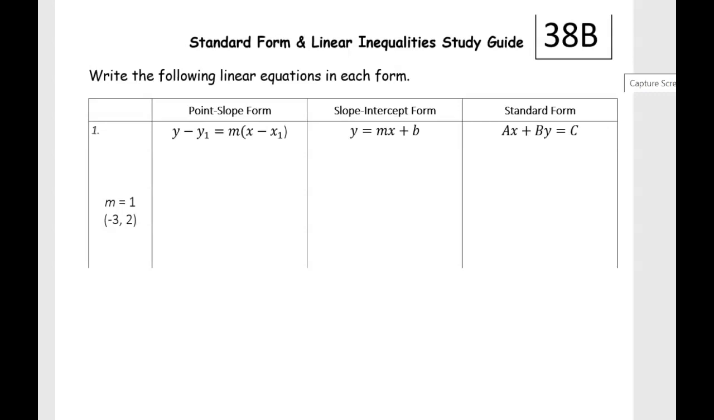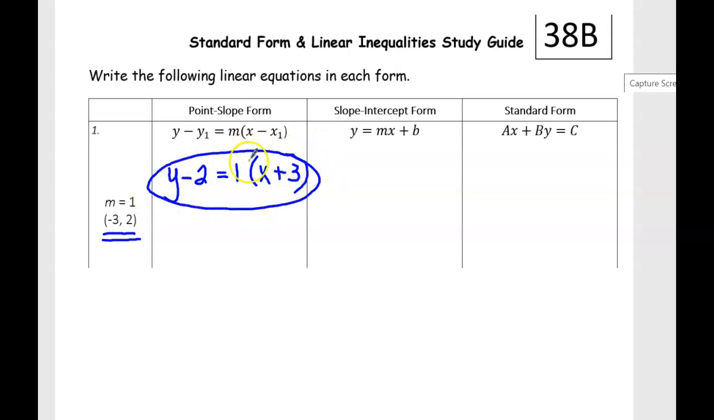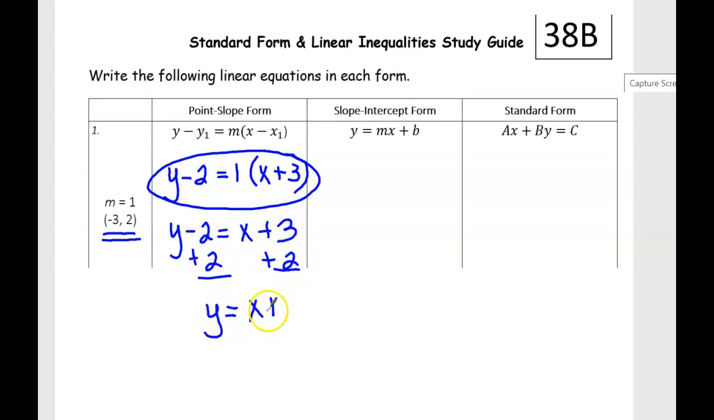So if we have a slope of 1 and a point of -3, 2, remember point slope form, we would use this point and put it in point slope form by saying y minus 2 is equal to 1 times x plus 3. All right, there's our point slope form. Now to get to slope intercept form from there, we would distribute, and then we would add the 2 to both sides, and we would get y is equal to x plus 5.